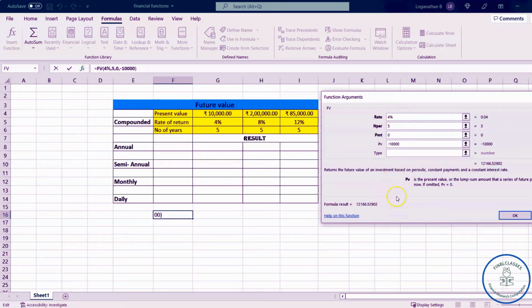10,000. So you find that the result gives you 12,166.52902. This is your future value of your money. It becomes very easy instead of putting in your formulas and calculating one by one. So Excel gives you a very wide benefit of calculating your future value or any of the variables. If there is any missing variable, you are able to calculate that.